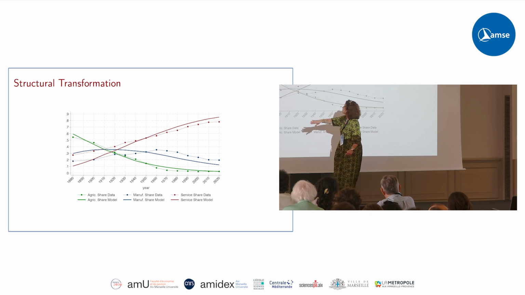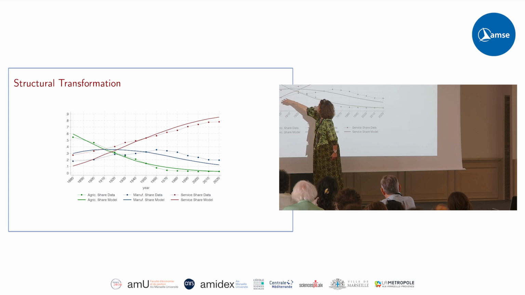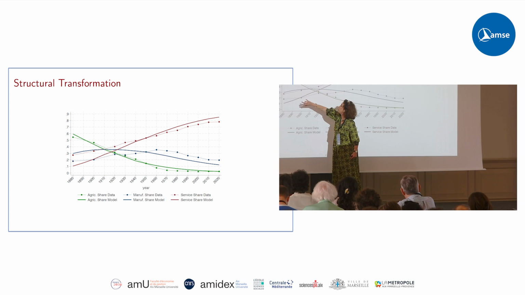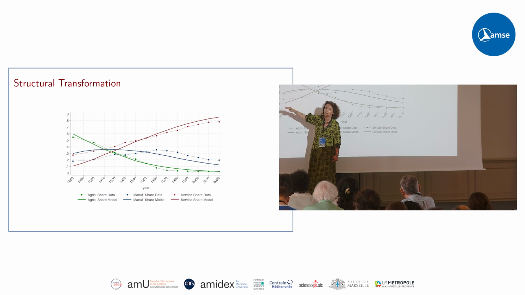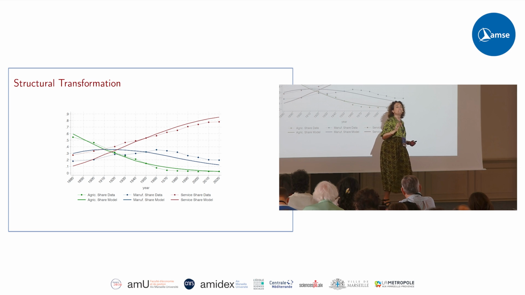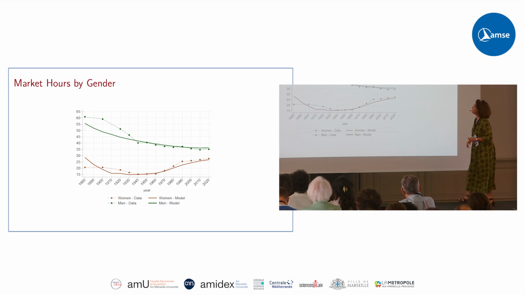The model also predicts the rise in services and this hump shape in manufacturing, but with some overestimate for manufacturing and underestimate for services. So qualitatively, things work better than quantitatively.